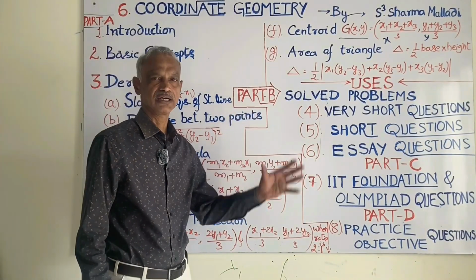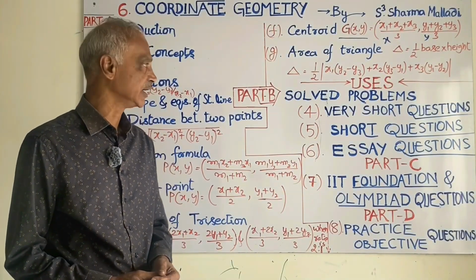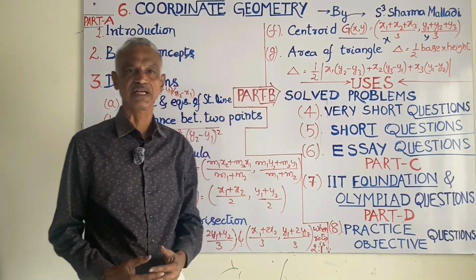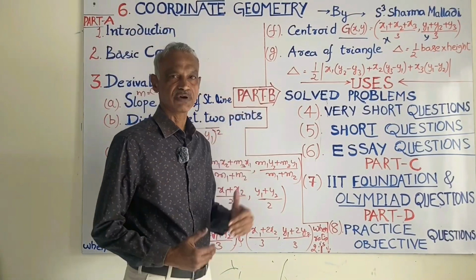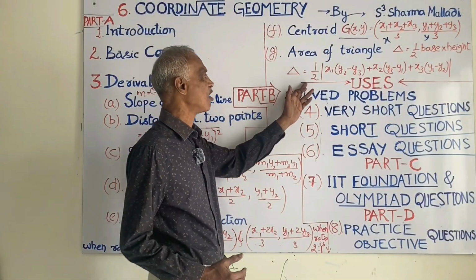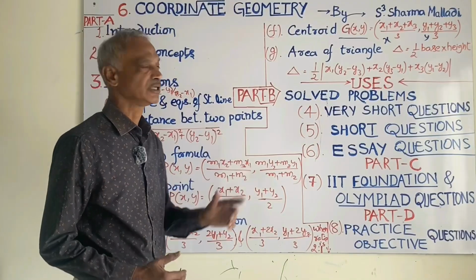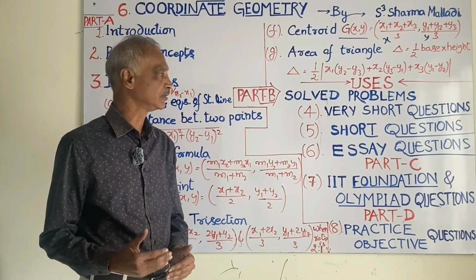Next, area of the triangle. You know already in lower classes, that is half into base into height. But if the vertices of triangle ABC, (x1, y1), (x2, y2) and (x3, y3), are given, then we can find the area of the triangle: half into x1 into (y2 minus y3) plus x2 into (y3 minus y1) plus x3 into (y1 minus y2).